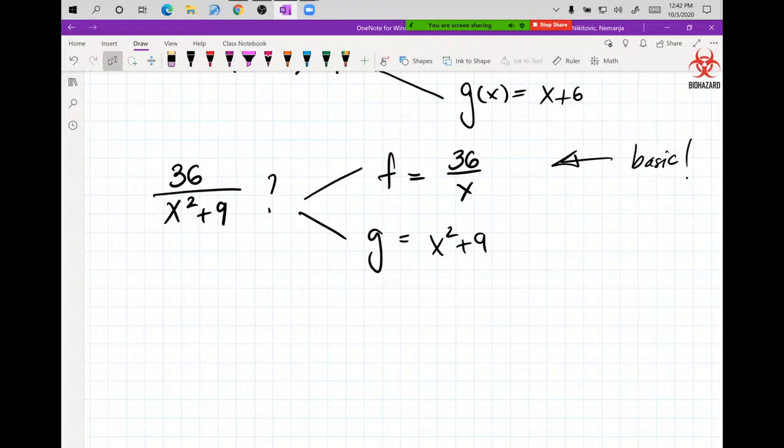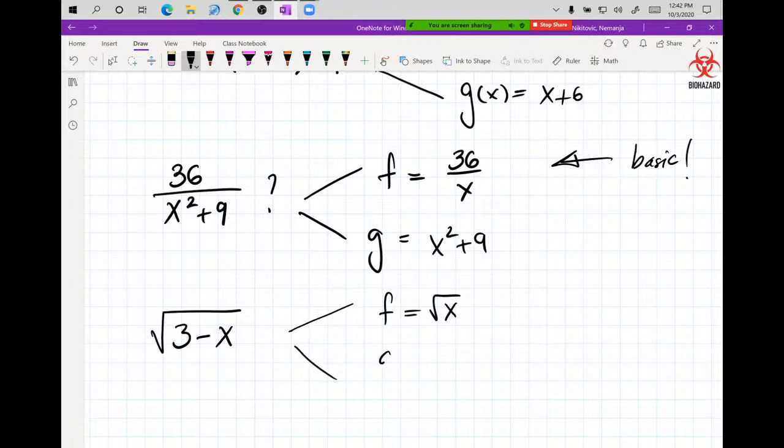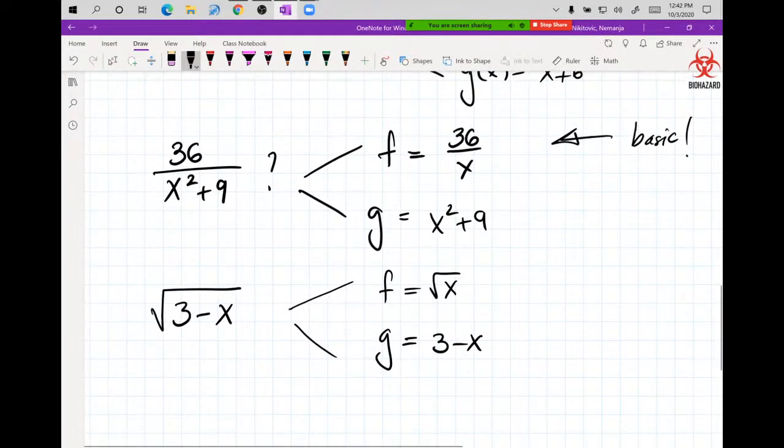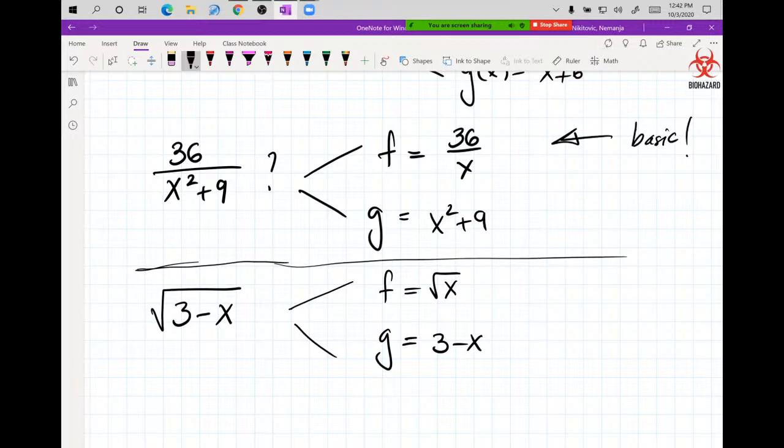So how about, let's do the easy one. F of x is root x. Perfect. And g of x is 3 minus x. Excellent. That's a cheap one, right? That's a cheap one to decompose because we can see this.